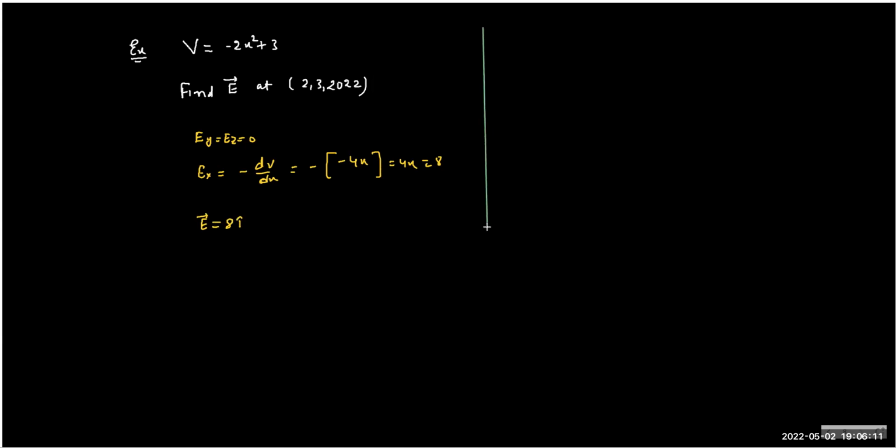Next problem. If I give V equals x squared y plus y squared, that's it. And I'm asking, find the electric field at (-2, 3). Tell me the answer.